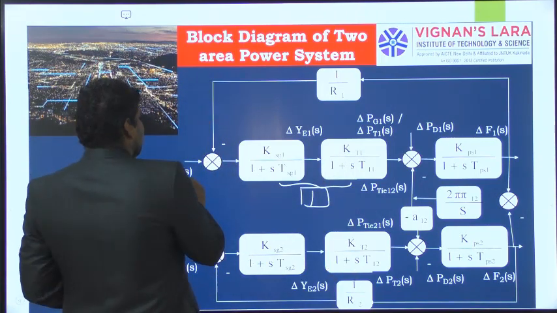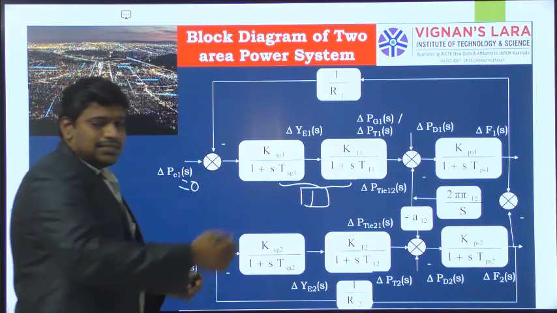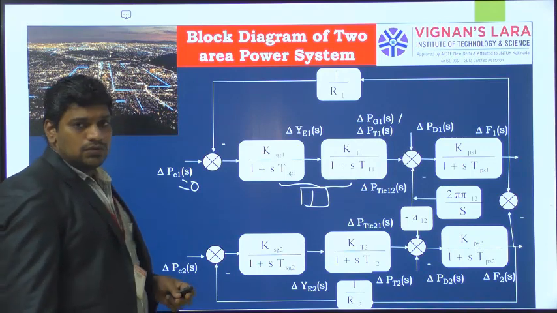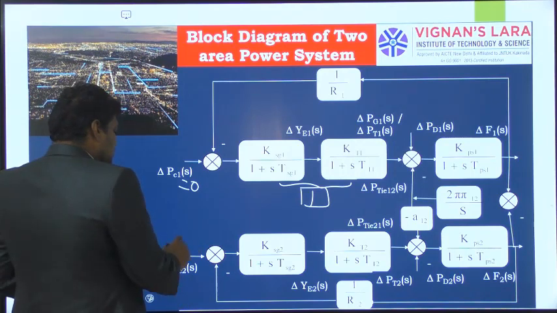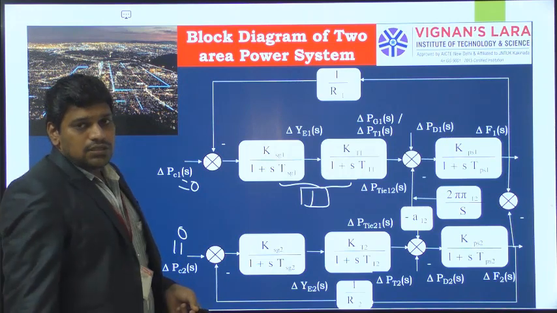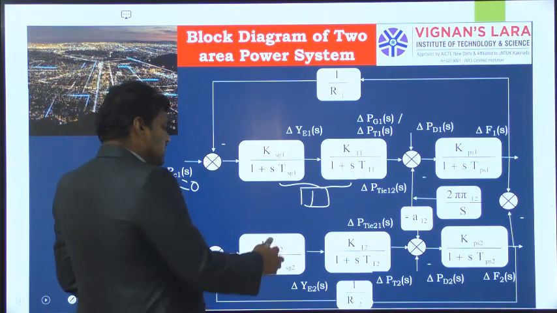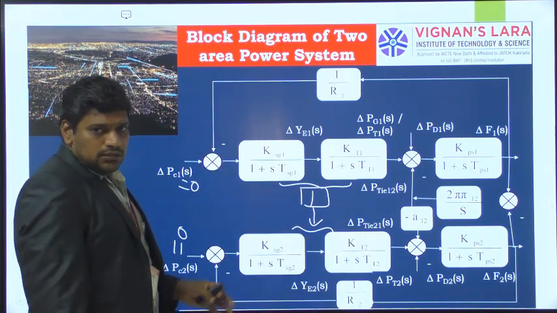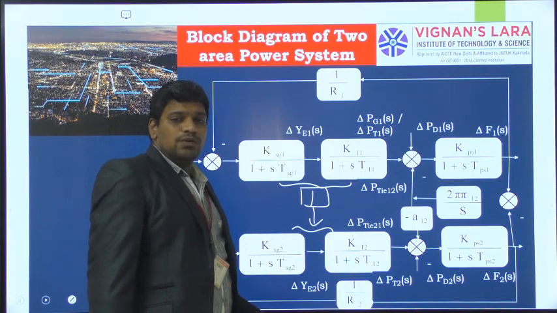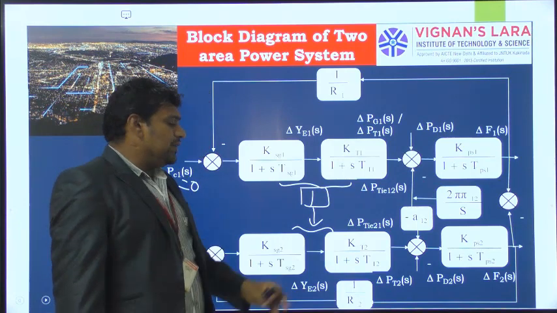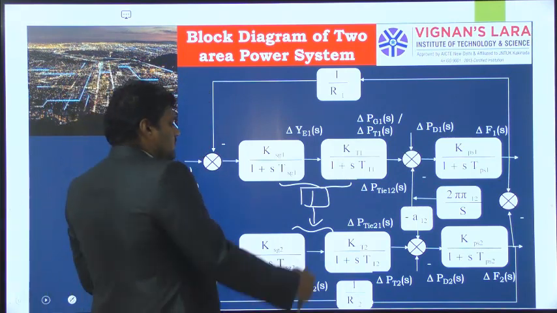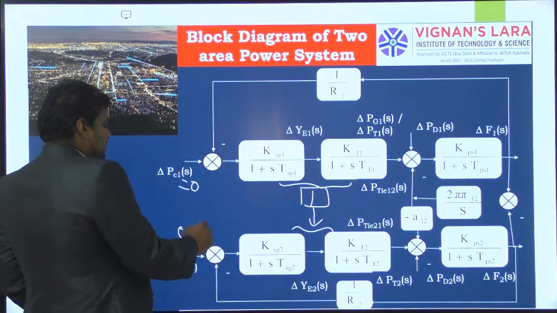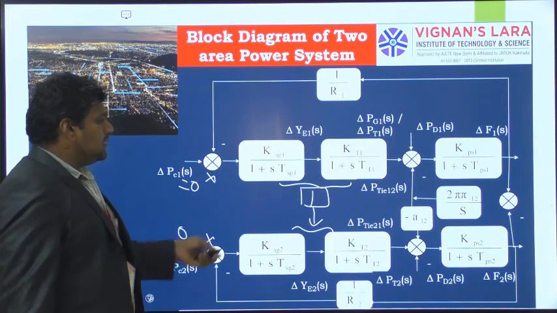At the same time, we are considering the analysis for the uncontrolled case. Therefore, delta Pc1 of s is equal to 0, and for area 2 also, delta Pc2 of s is equal to 0. Uncontrolled case. Here also Kg into Kt is reduced to 1. For area 2, Kg2 into Kt2 is equal to 1, and Tsg2 and Tt2 are 0. So these two blocks are reduced to 1, and there will be no summation symbol here.